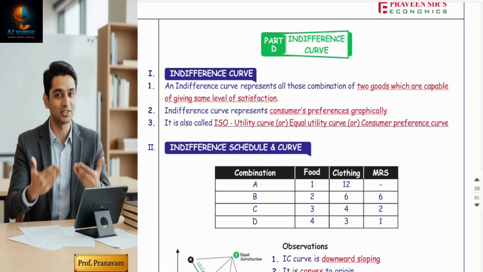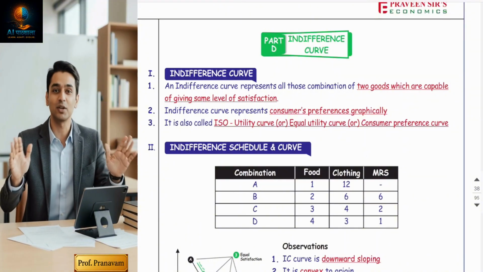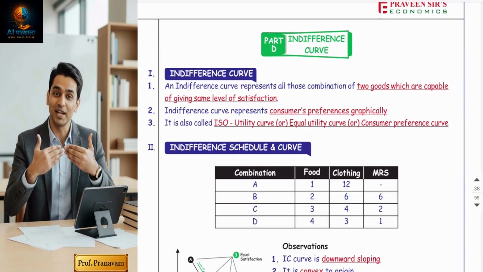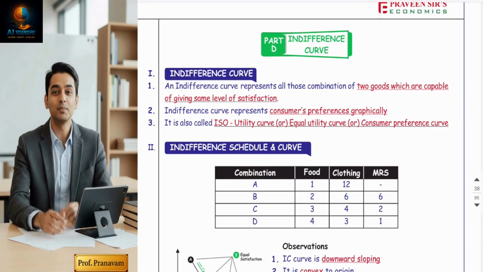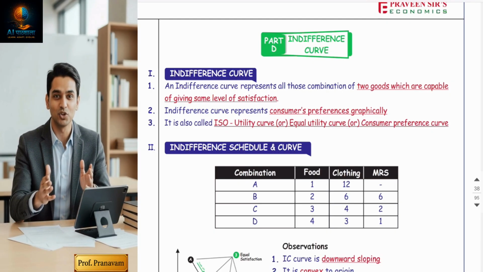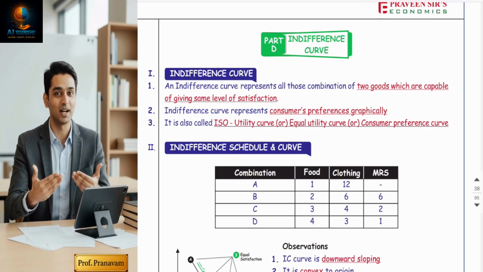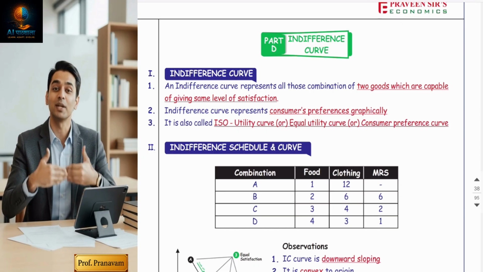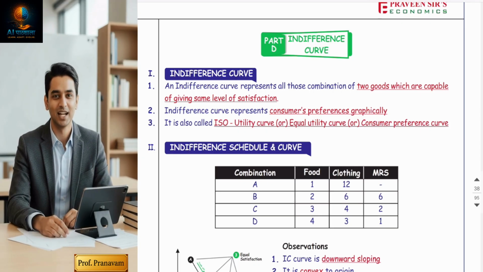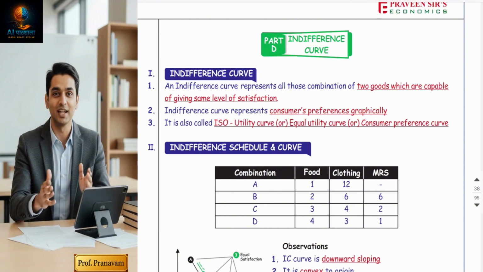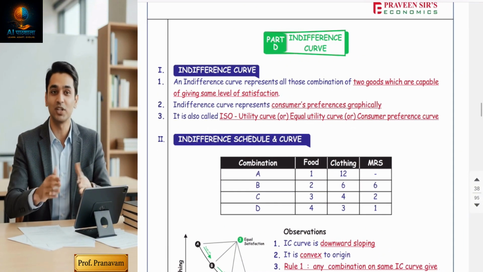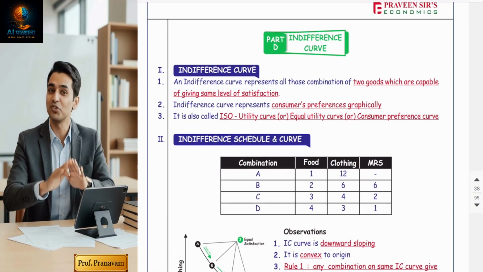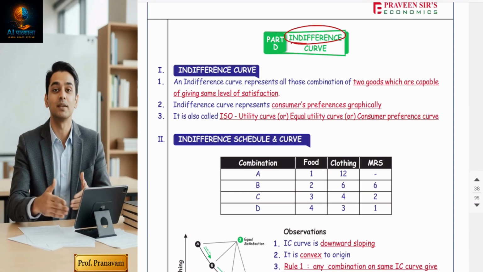Hello CA warriors. In this video we are going to discuss the indifference curve, all the points, so that you can become familiar with my notes, go through all the important points, and be able to solve each and every MCQ asked in your exam. Friends, very easy and to the point. Let's start with it. Indifference curve means a confusion curve. The word indifference means confusion.